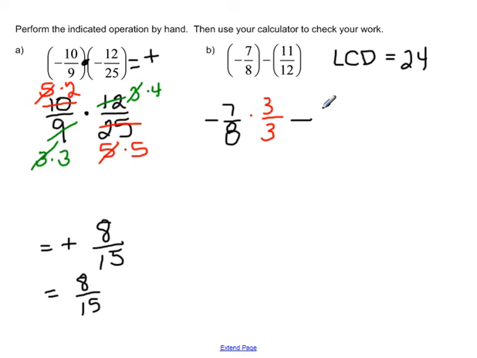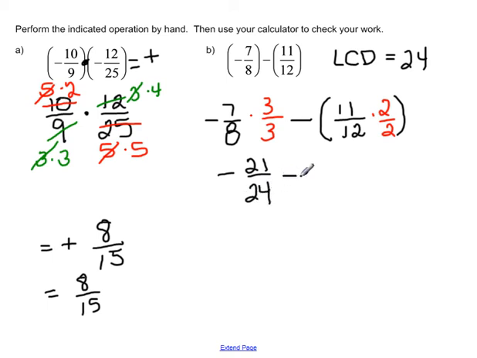Now we're going to subtract. My second fraction was 11 over 12. And this one's going to have to get multiplied by 2 over 2 to give me that right denominator. 12 times 2 is 24. Now when we do the multiplication to get the common denominator, we have negative 21 over 24 minus, in my second fraction here, we have 11 times 2 is 22 over 24.